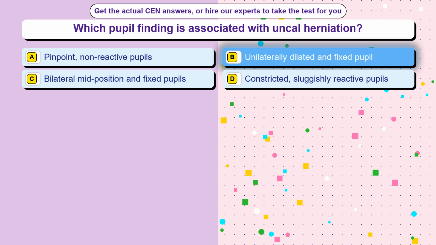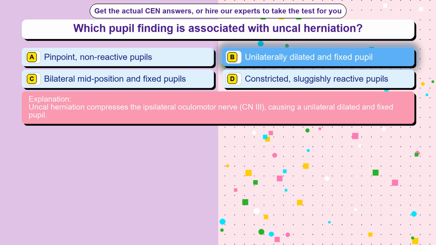The correct answer is option B. Unilaterally dilated and fixed pupil. Uncal herniation compresses the ipsilateral oculomotor nerve, CN3, causing a unilateral dilated and fixed pupil.